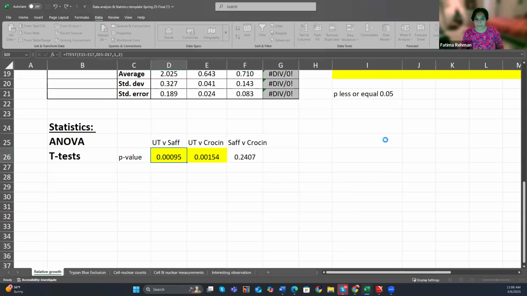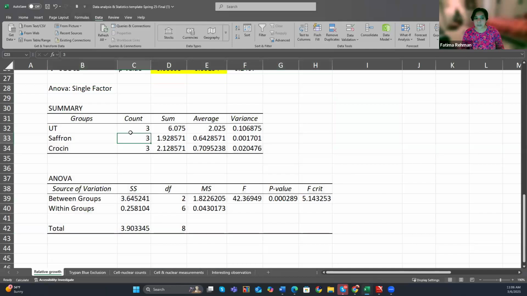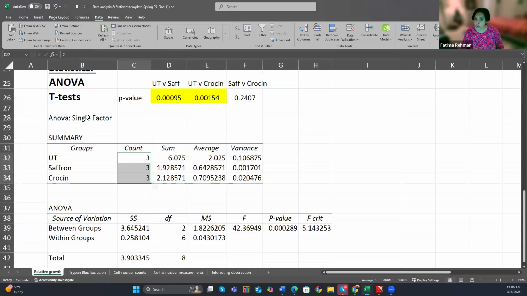And click OK. And now you get 2 charts. You want to confirm that your counts match your replicates. So I had 3 values. It says 3. That's good.